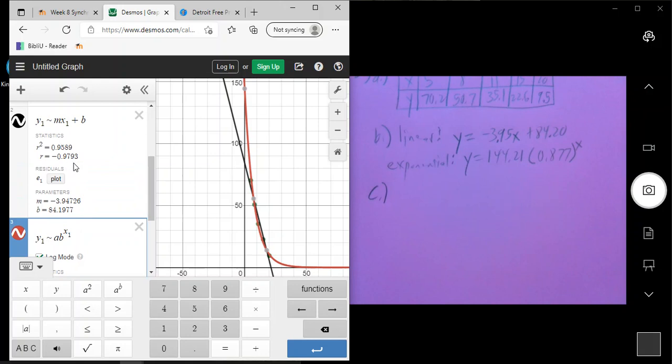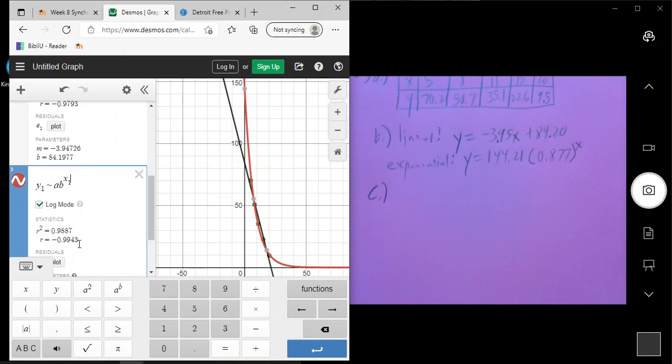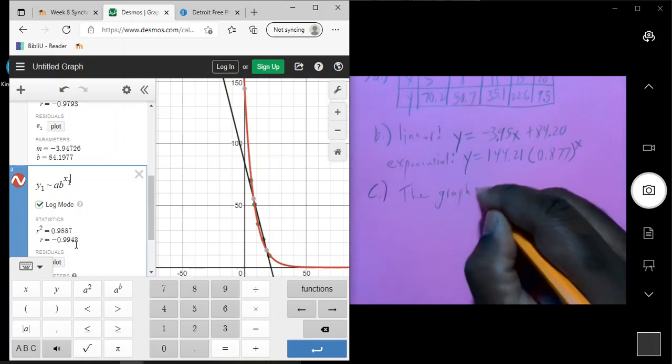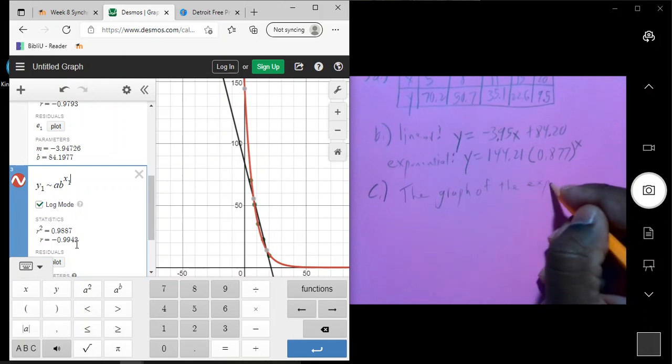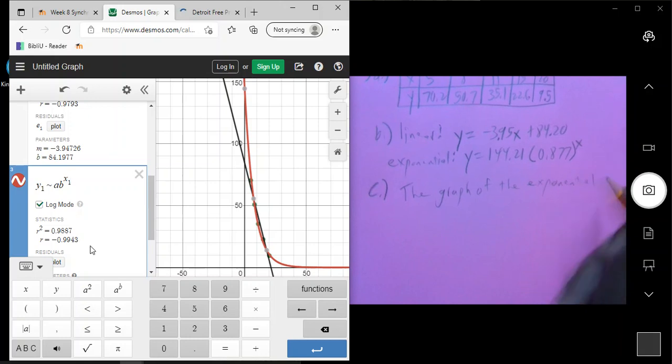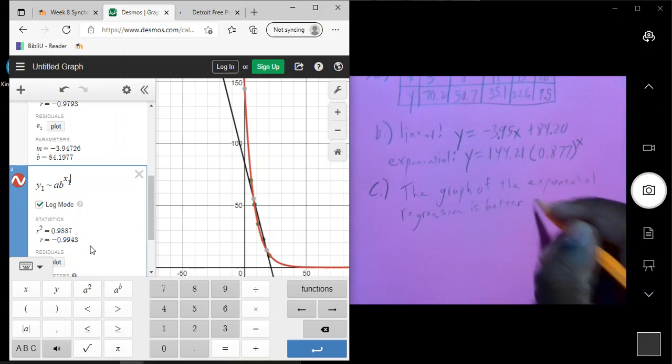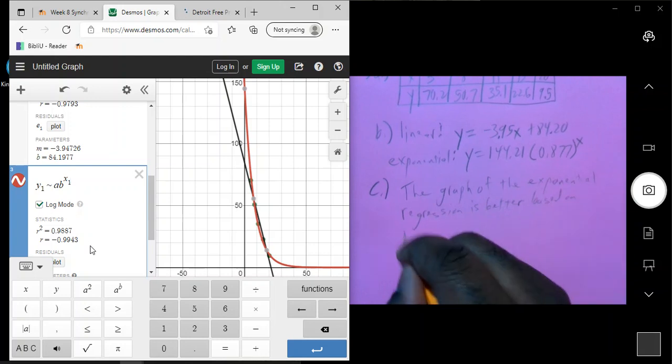If you look here, this is -0.9793, and this is R equals -0.9943. So the exponential model is closer to -1, because to have a perfect exponential or linear model, the R either has to be +1 or -1. And if you're trying to pick which one is better, whichever one is closest to the +1 or -1 is the correct answer. So in this case, the graph of the exponential regression is better based on the correlation coefficient.